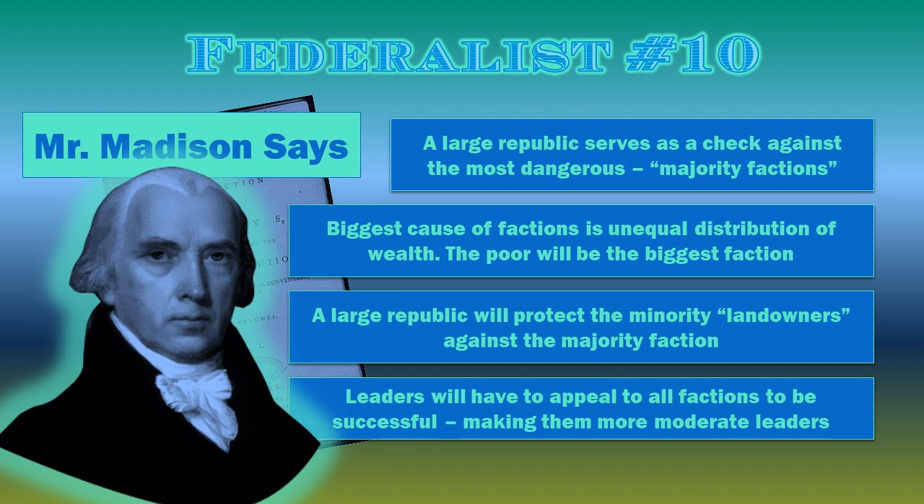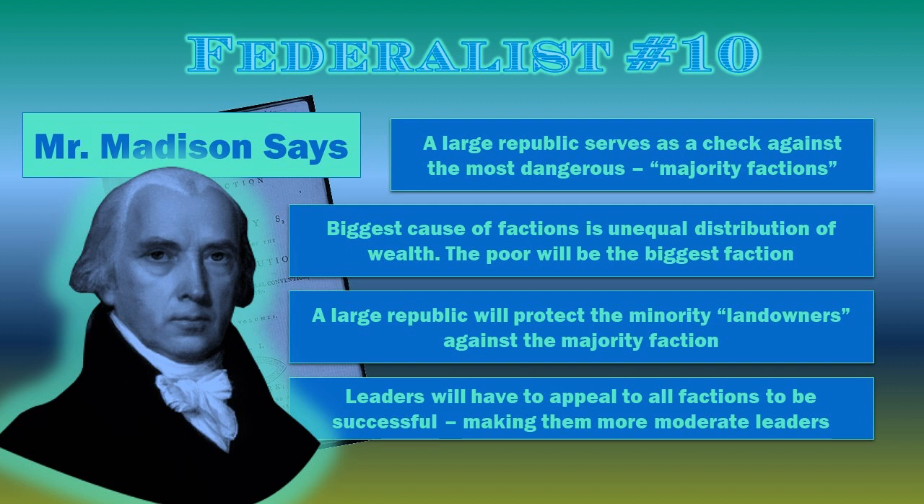So he explains that the biggest cause of factions is that wealth is not evenly distributed among all people. So the biggest faction that he's worried about is non-rich people. Non-rich people clearly make up the majority of every society, and the rich people are a small minority. So he's laying out his plan for how important it is for us to protect minority rights, and that the republic would be able to do so.